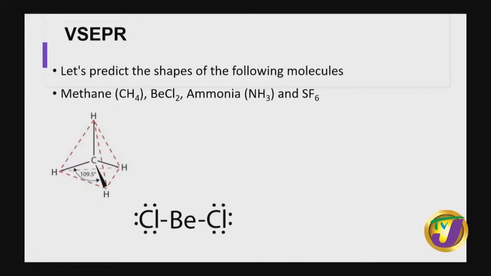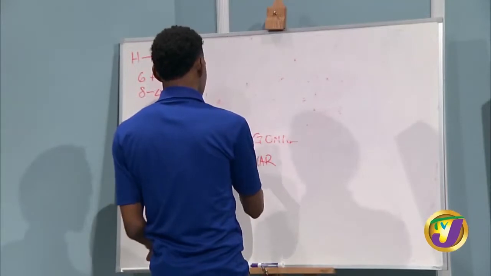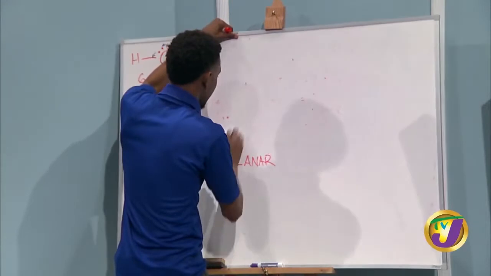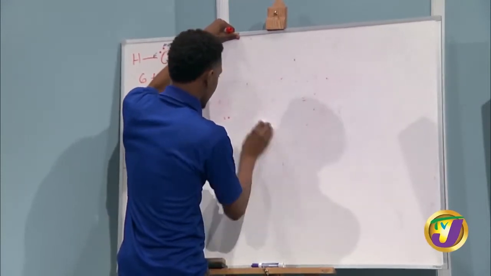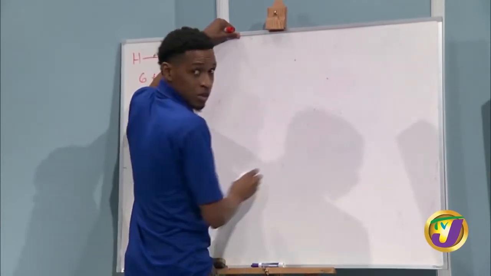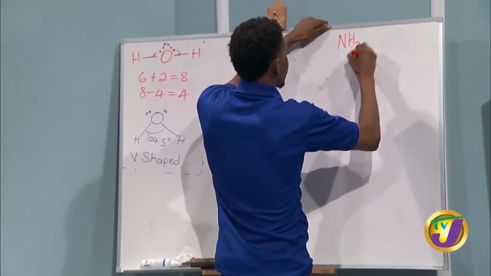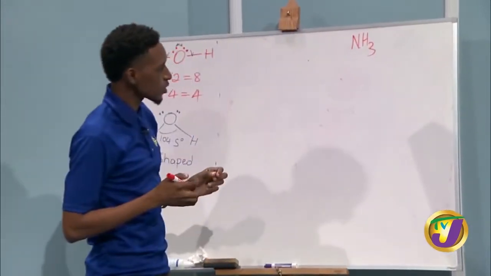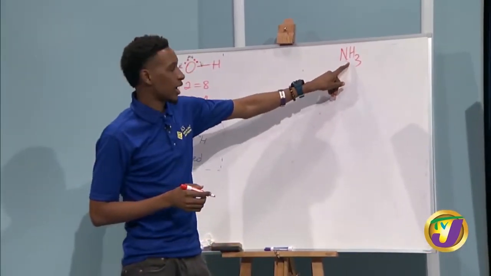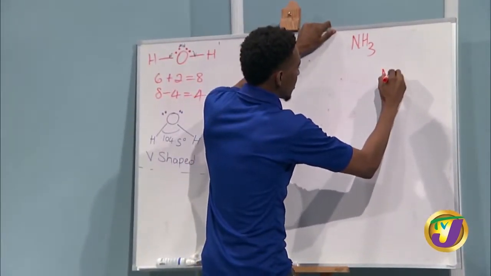With ammonia, what is the molecular formula for ammonia? The molecular formula for ammonia is NH3. So I want you to write NH3 in your books, because we're going to predict the molecular geometry. Now, we're dealing with ammonia, NH3. The central atom here is nitrogen. There's only one nitrogen and 3 hydrogens. So I'm going to write it like this: N, H, H, H.